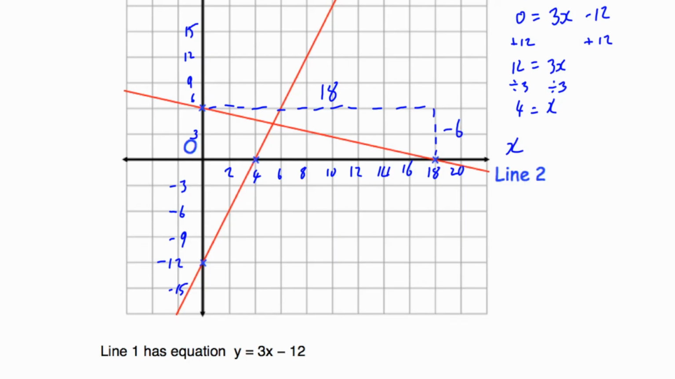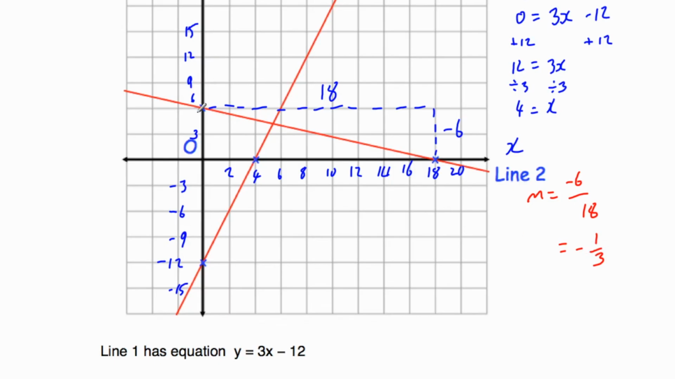So for the gradient of this line, line 2, m would be equal to the rise, which is negative 6, divided by the run, which is 18. And 6 over 18, if we cancel down, is a third, but it's negative 6 over 18, so it's going to be minus a third. So the gradient of this line 2 is minus a third.